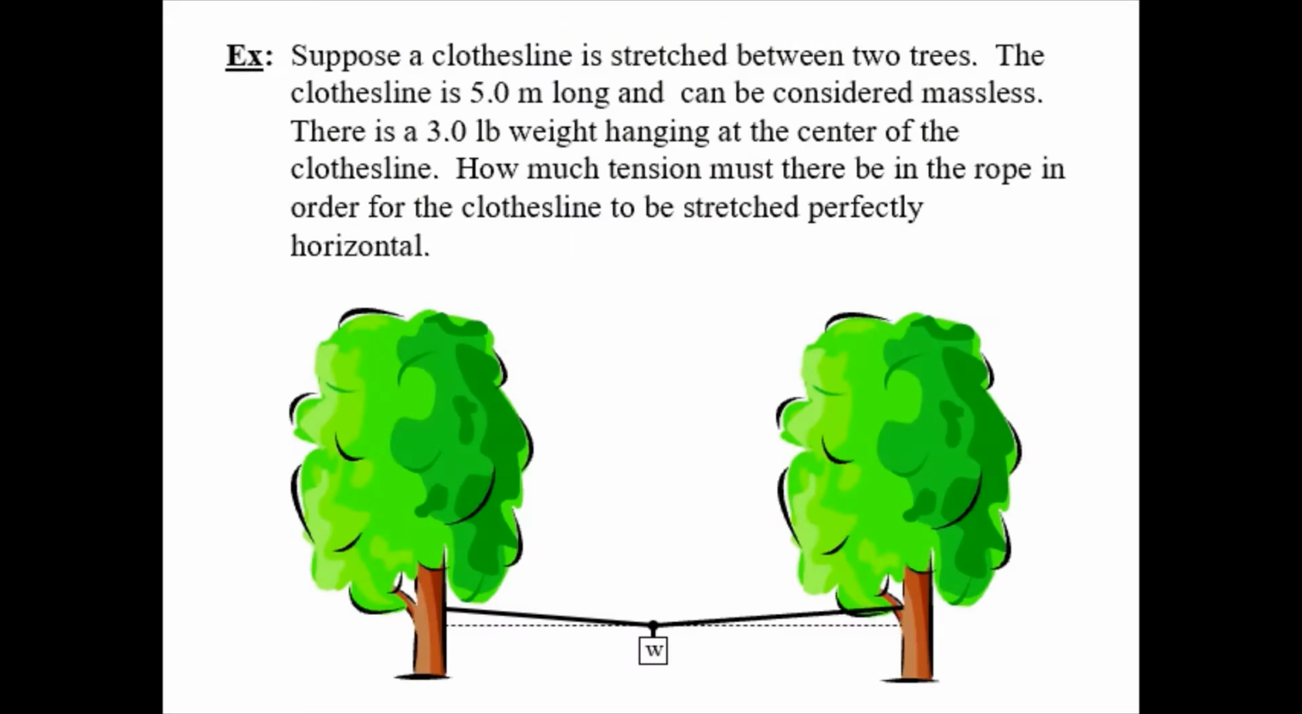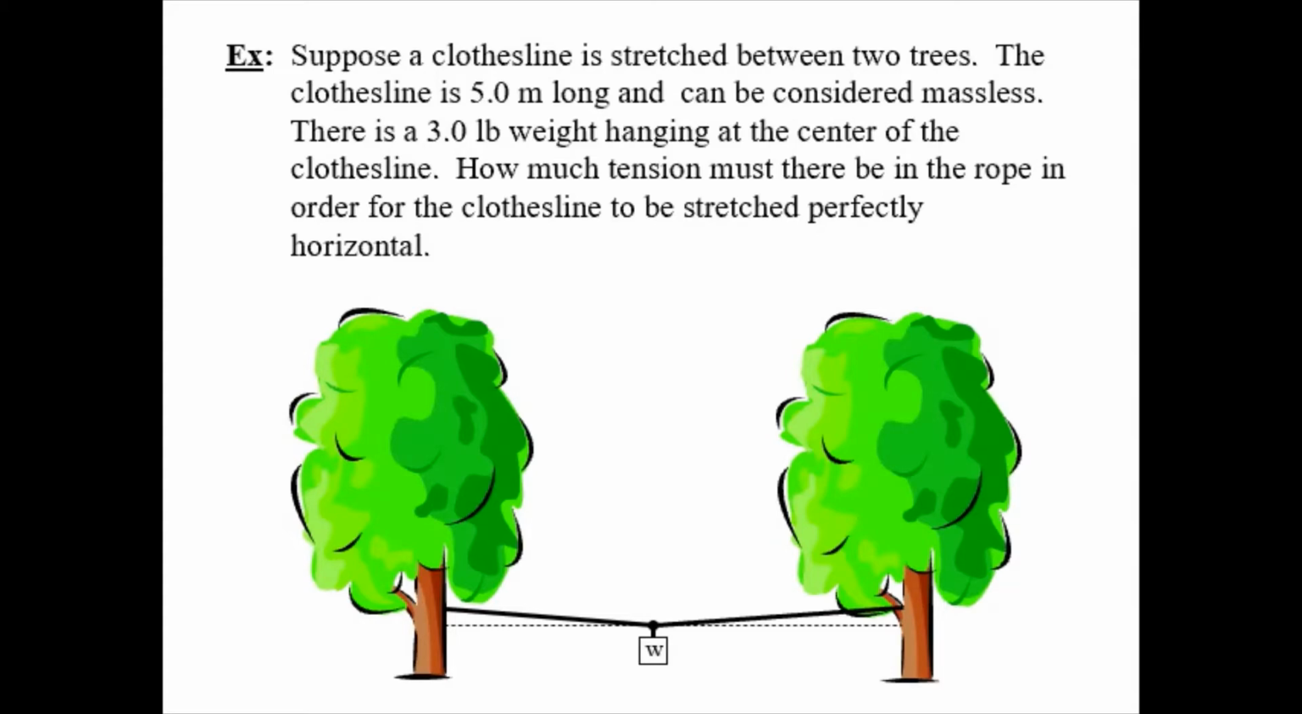Here's a question that's interesting. It says, suppose that a clothesline is stretched between two trees. The clothesline is 5 meters long and can be considered massless. There's a 3-pound weight hanging at the center of the clothesline. How much tension must there be in the rope in order for the clothesline to be stretched perfectly horizontal? Okay, so you may want to think about that for a few minutes, maybe pause the video.